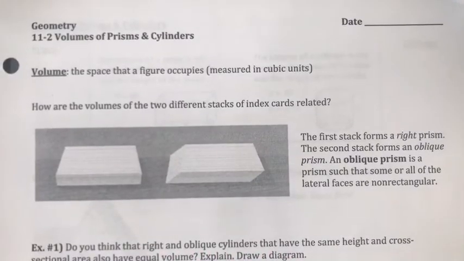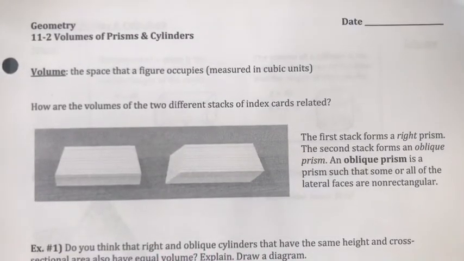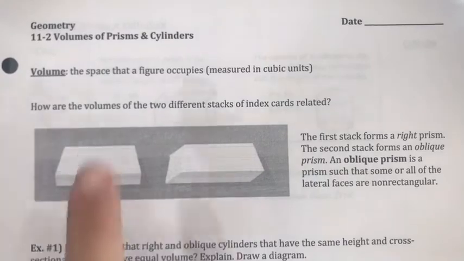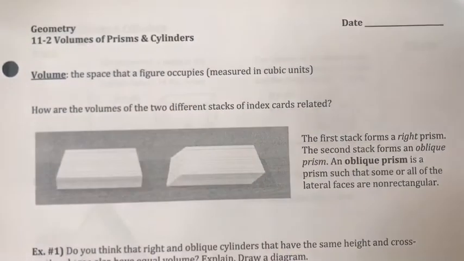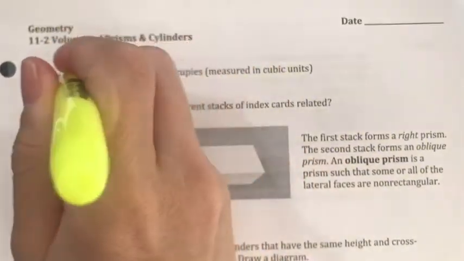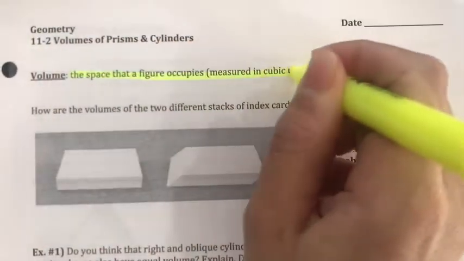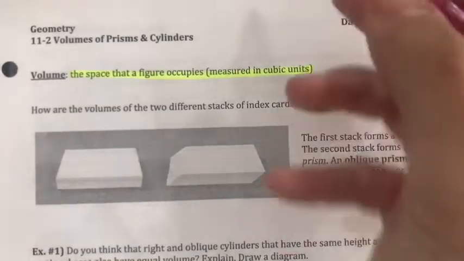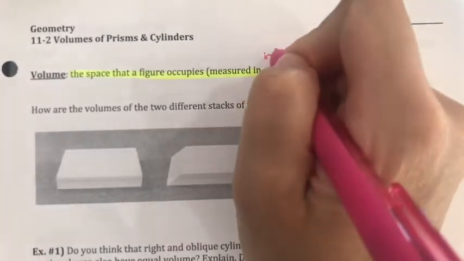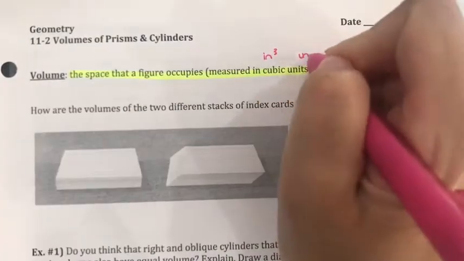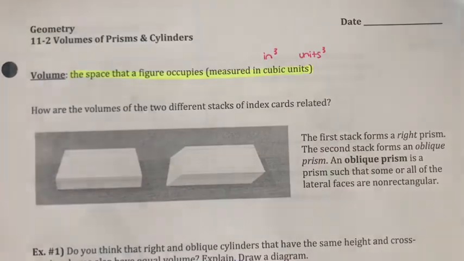Hi everyone. Today we're going to talk about section 11.2, which is volumes of prisms and cylinders. So volume is the space that a figure occupies, and it's always measured in cubic units. The way that we mark that, let's say we're talking about inches, we would write inches cubed. If they don't give you the units, you can just write units cubed.